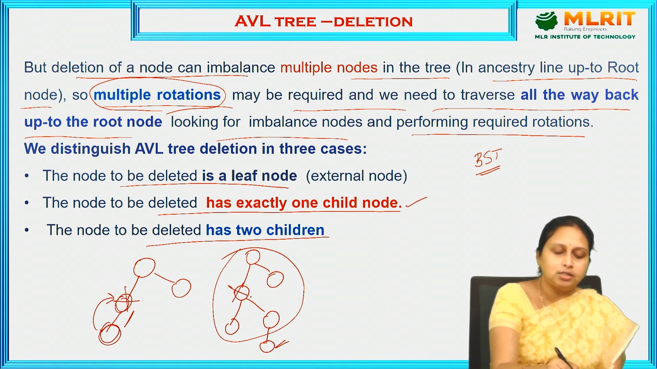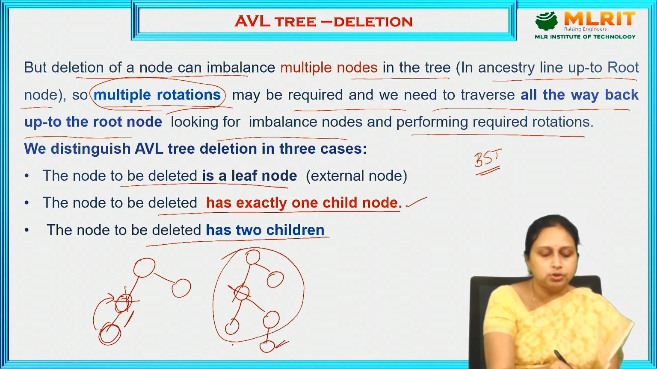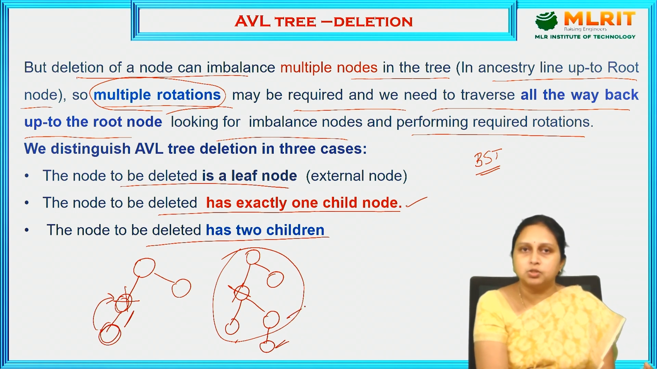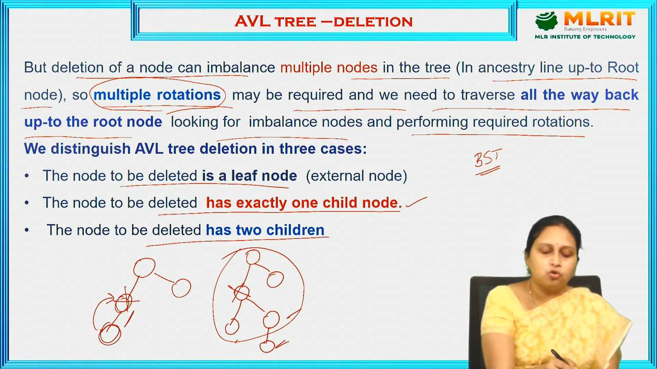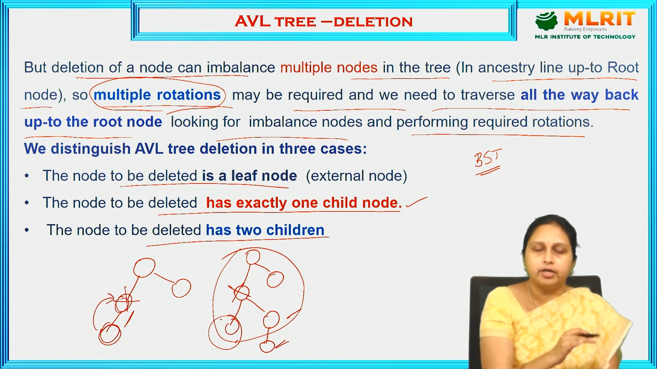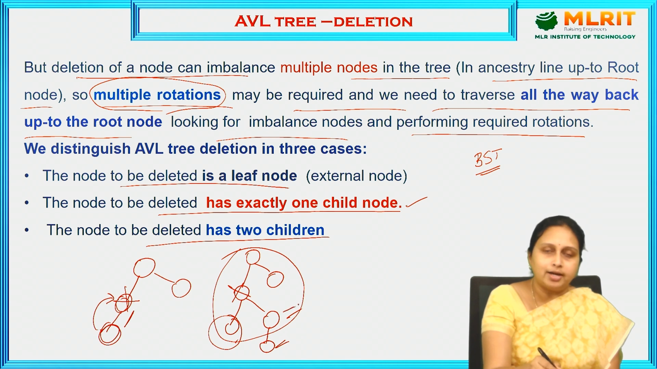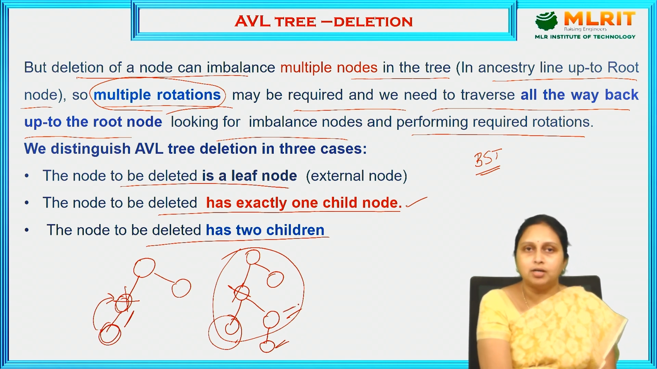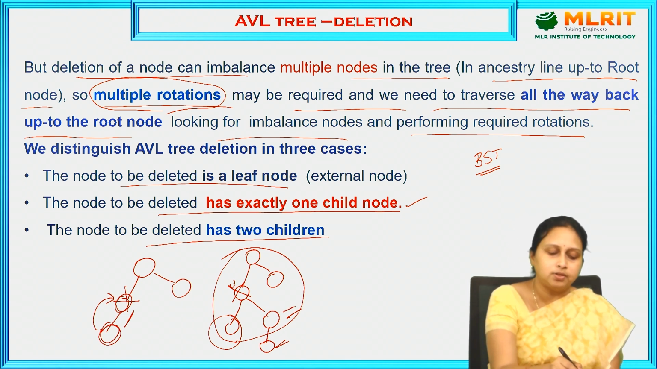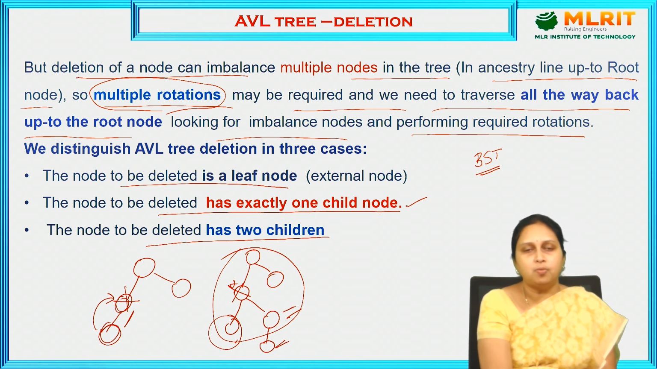If I want to delete this particular node with two children, what are we going to do? Either we go for the left subtree, in which case we take the in-order predecessor, or we select the right subtree, in which case we select the in-order successor. That one will be replaced with this. If there is imbalancing of the tree after replacing, we again perform the rotations. These are the things which we need to remember when we delete an element in the AVL tree.